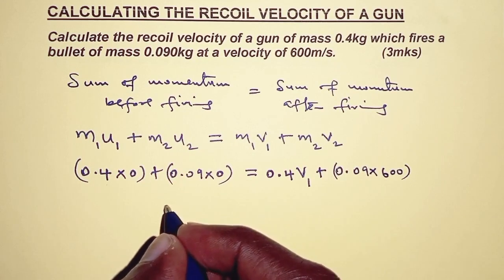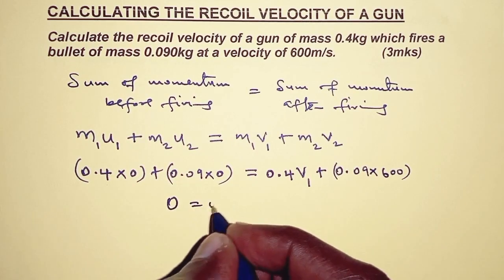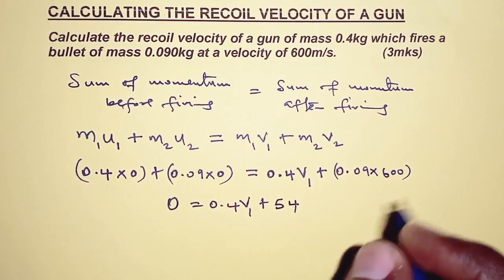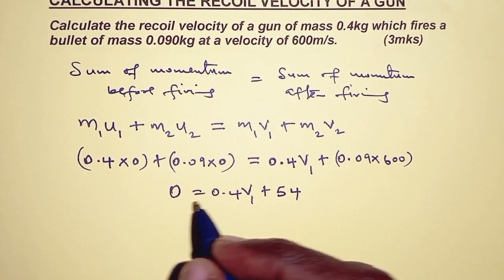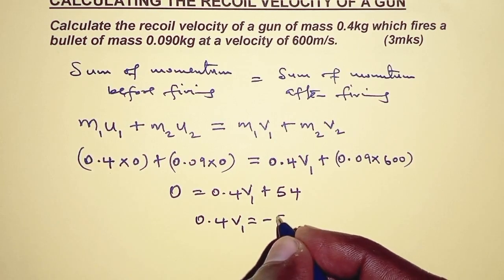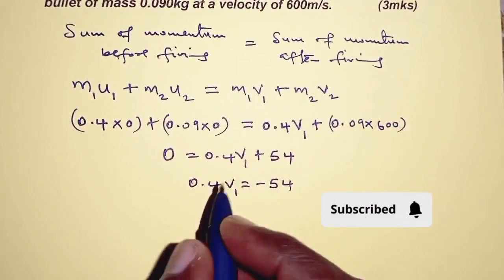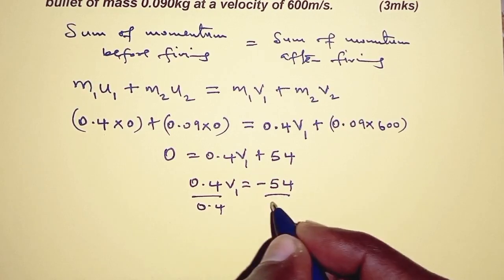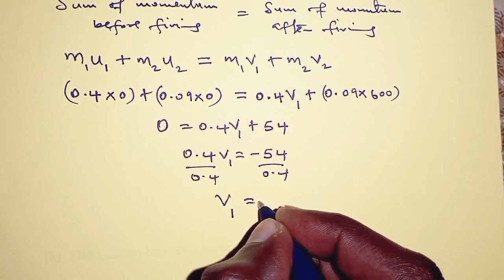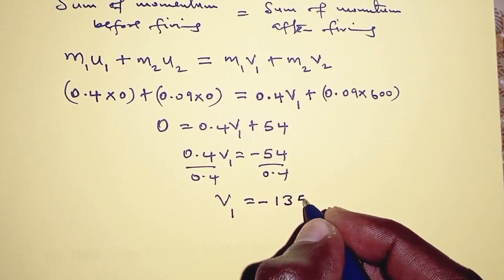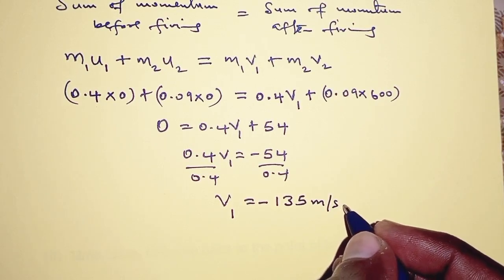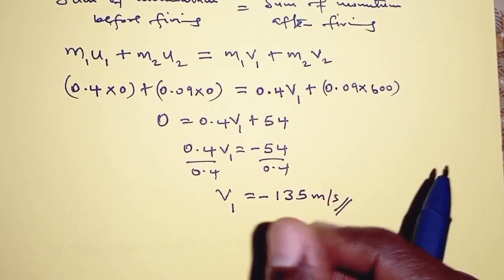So the left hand side becomes 0, and the right hand side we have 0.4 v1 plus 54. And therefore, when we take 54 to the left hand side, we will have 0.4 v1 is equal to negative 54. Dividing both sides by 0.4, v1 becomes negative 135 meters per second. So this is the recoil velocity, or the velocity of the gun after firing.